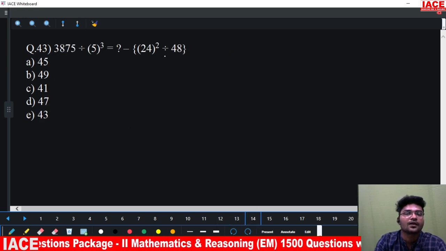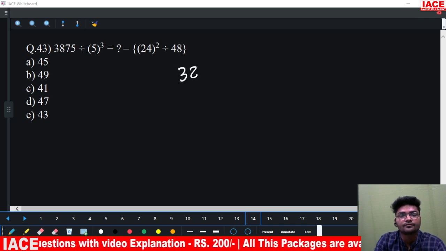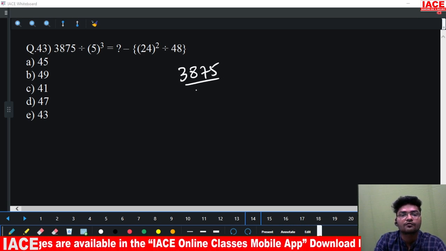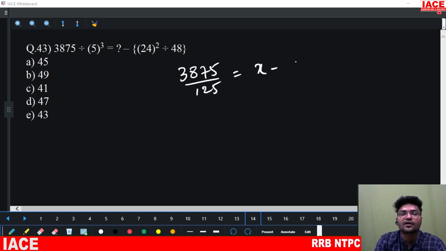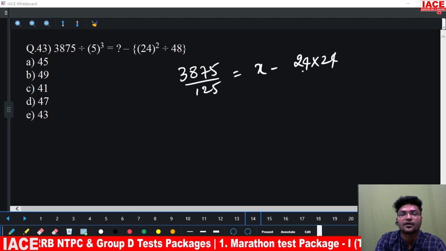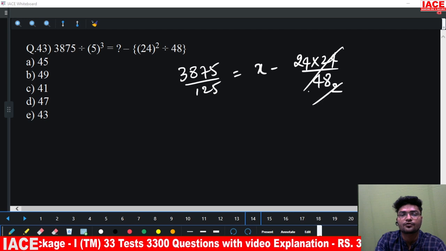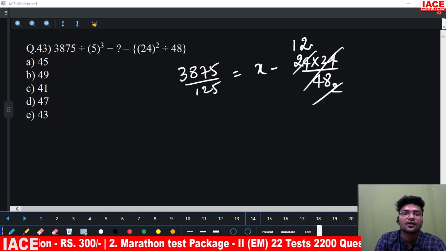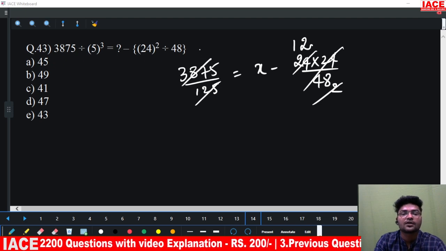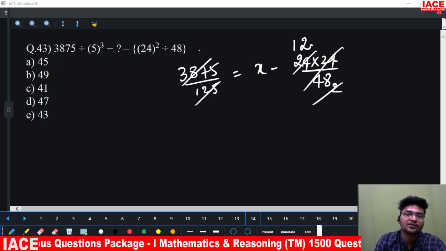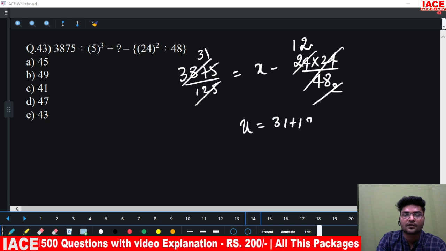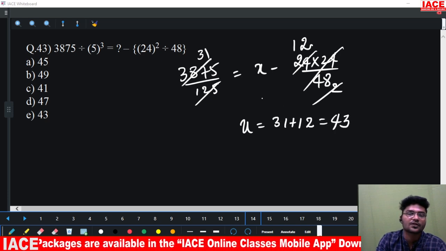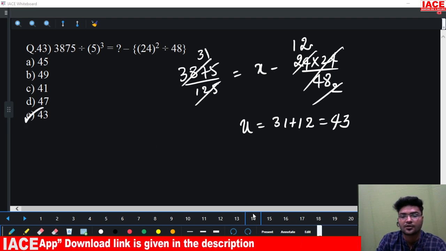Next question. Now 3875 divided by 5 cube. 5 cube means 125, is equal to x minus 24 square divided by 48. So 24 into 24 divided by 48 is 12. 125 ones and 125. This is 24 plus 7, which is 31. So x will be equal to 31 plus 12, which is 43. 43 means option E will be our correct answer.